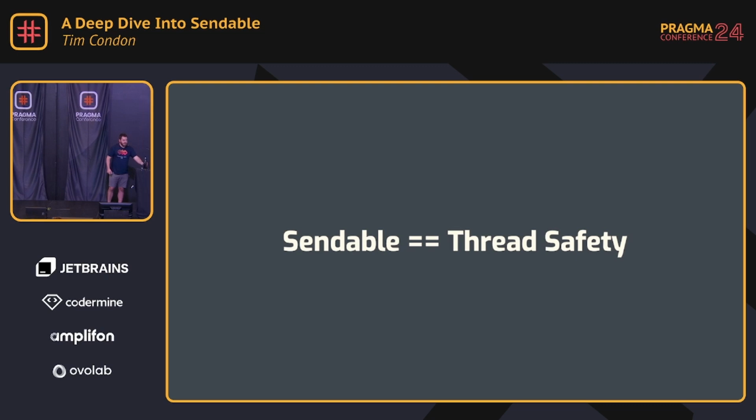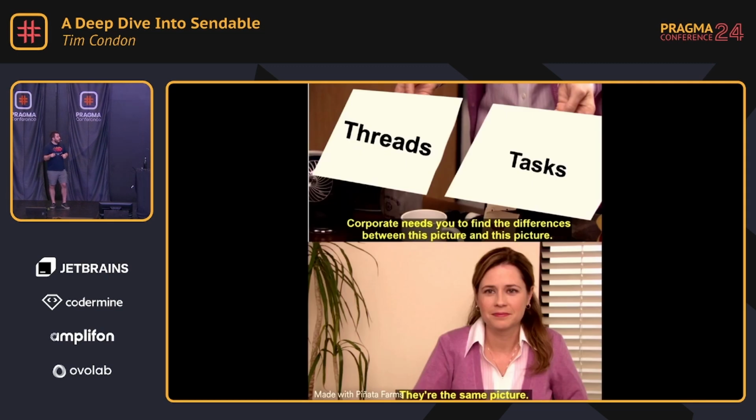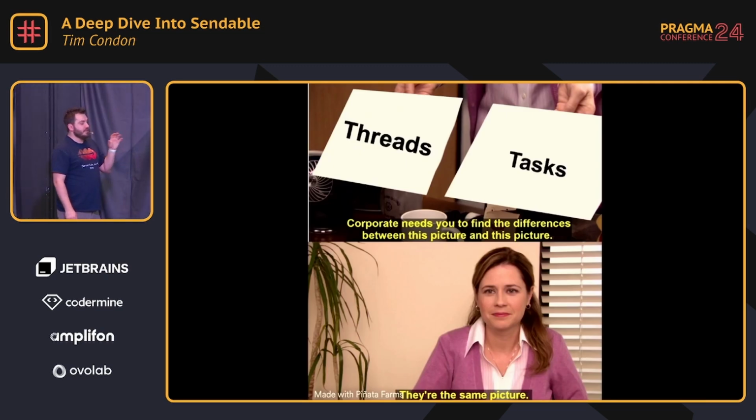And you can think of Sendable as thread safety. So if something's marked as Sendable, it's thread safe. Now, there are compiler engineers and Swift engineers who get very annoyed when I say that, because tasks and threads are not the same thing. But for all intents and purposes for this talk, the way to conceptualize it is to think of a task as the same thing as a thread. So if you see Sendable, think of thread safety.